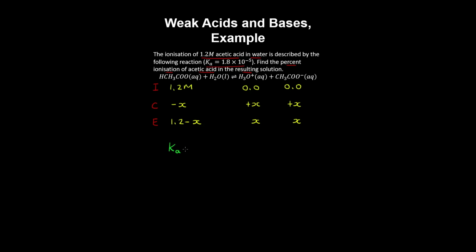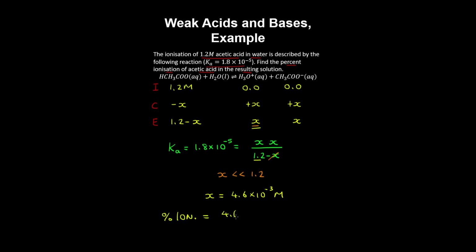And using the equilibrium expression and the acid dissociation constant, that's equal to the concentrations of the products over the concentration of the acid. And we're using the approximation that the concentration of hydronium is much less than the initial concentration of the weak acid. So therefore we can omit x from the denominator. And now solving for x by multiplying through by 1.2 and taking the square root of both sides, we obtain the concentration of hydronium in the solution. And therefore the percent ionization is equal to the concentration of hydronium over the initial concentration of the acid times 100%. And that gives 0.39%.